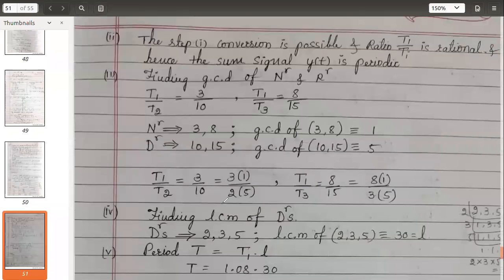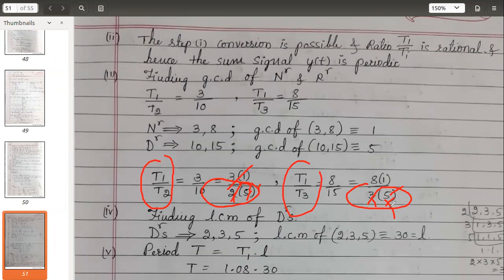Next step, we need to find the LCM of the denominators. Check the denominators. In the first ratio it is 2 and 5. In the second ratio it is 3 and 5. 5 is common, so which numbers are there? 2, 3 and 5. Three numbers are there in the whole denominator. In each ratio there are two numbers, and one number is common, the GCD 5, so keep it only once, don't repeat it. So totally 2, 3 and 5, three numbers are there in the denominator.